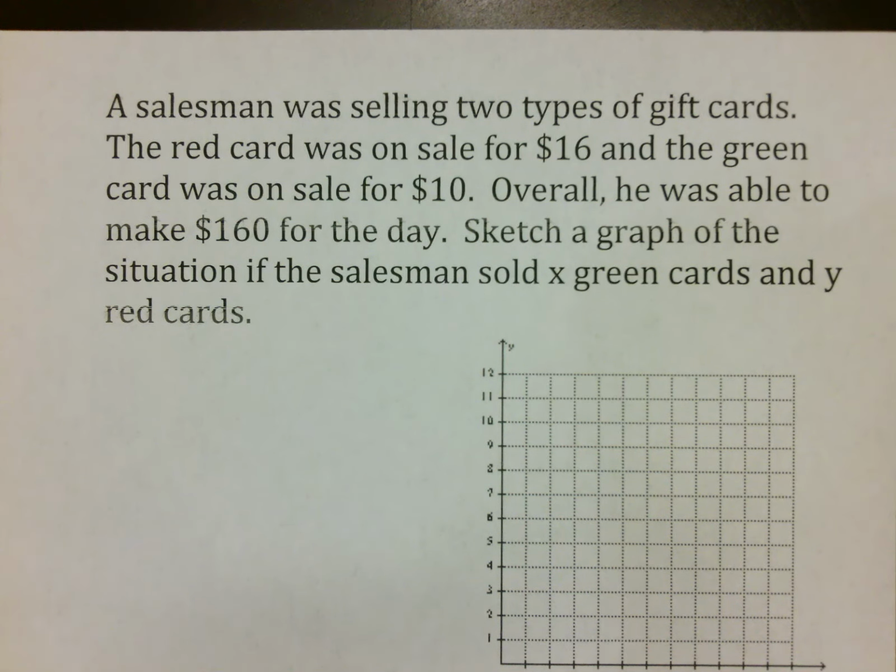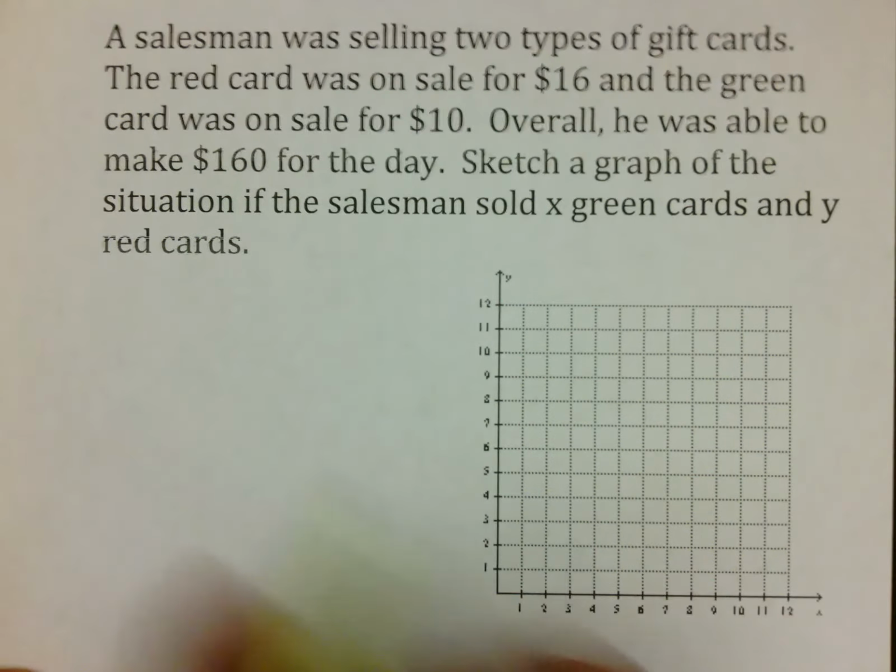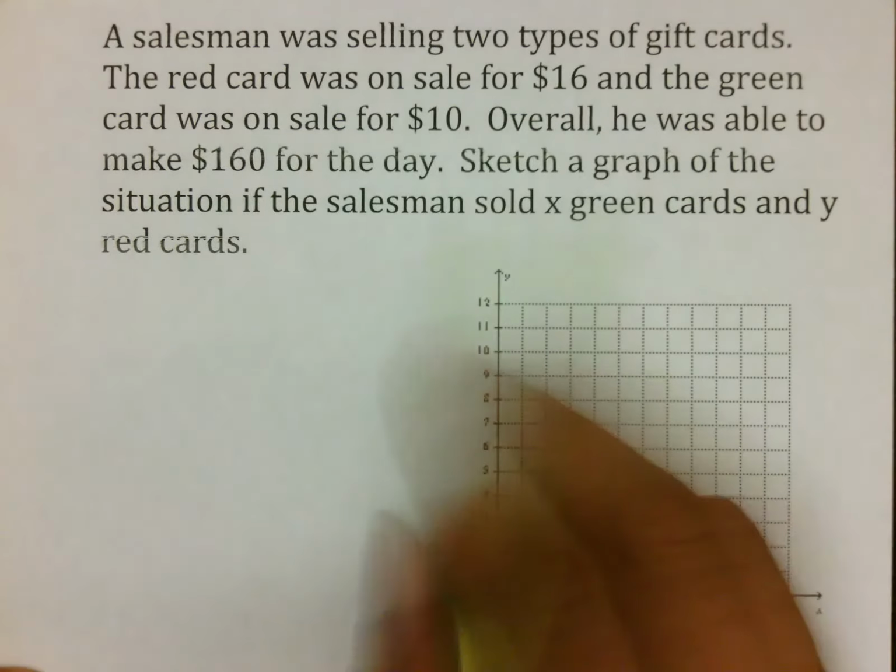But again, I'm not going to give you the password, because we're not doing that anymore. This one says a salesman was selling two types of gift cards. Red card was $16, green card for $10. Overall, he was able to make $160 for the day. Again, they just want a sketch of the graph. So the equation really isn't important, but we need the equation to graph it.